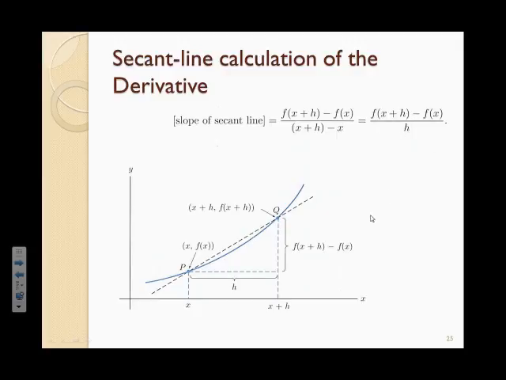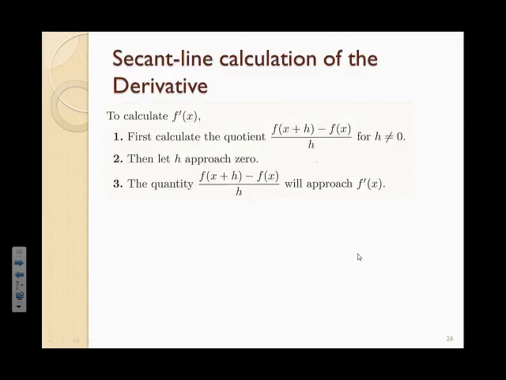Now when you take the secant line, what you're supposed to do is to first calculate the quotient of this that we just found, and then let h get smaller and smaller until it gets down to 0. Of course, it's never going to equal 0 because you can't divide by 0. And we say let it approach 0. And then, as h approaches 0, we get the tangent line. And we can use this formula to find it.